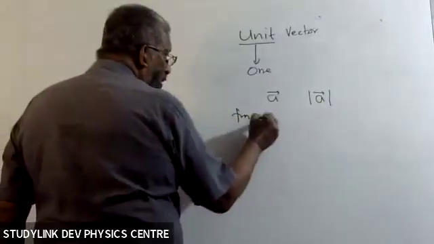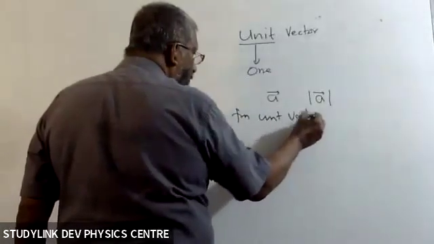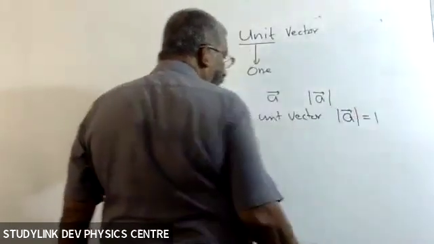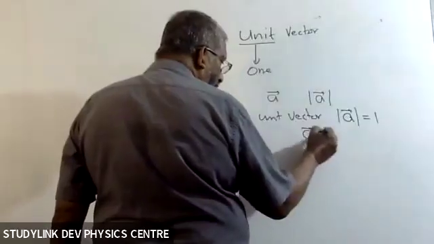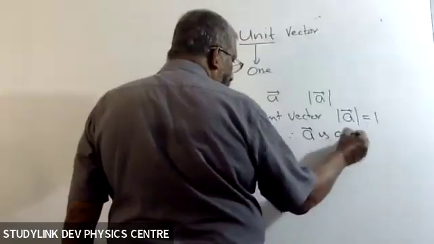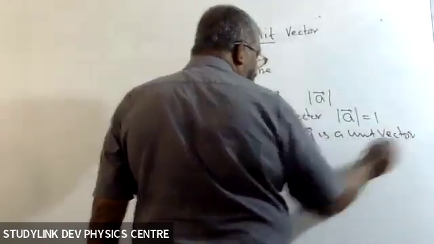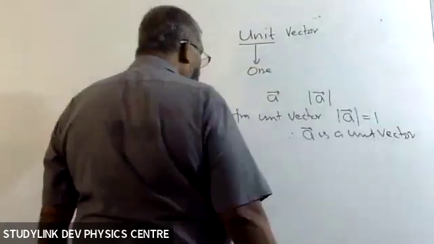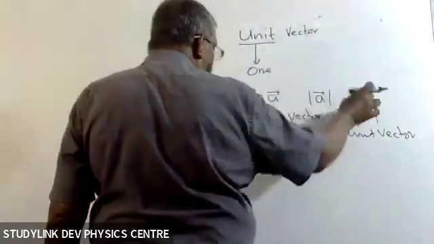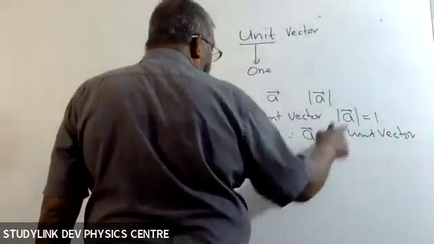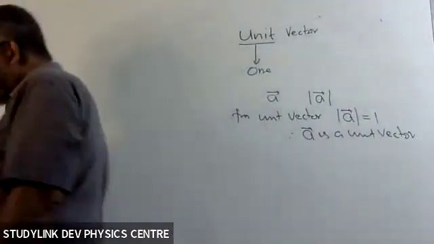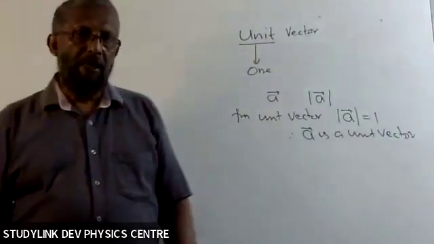For a unit vector, modulus of A is equal to 1. That means A is a unit vector. When you write in between two parallel lines, that is modulus. Modulus means value. The value is 1. So therefore, the value of A is 1 means A is a unit vector.